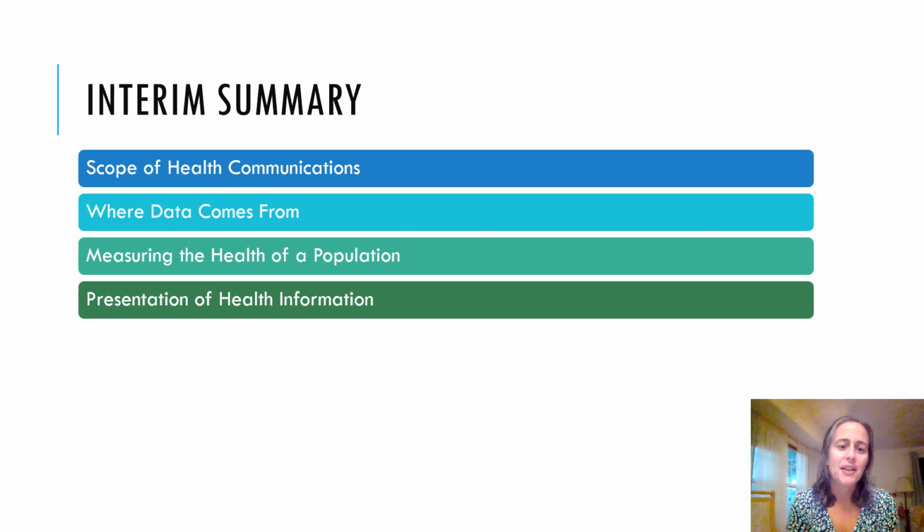So far for part one here, we've talked about the scope of health communications. Collecting data, compiling the data, analyzing it and then presenting it is the first three, and then perceiving it, combining it with other information, making decisions based on it is the second three. So this part one focused on those first three. Where does the data come from? We talked about the 7 S's. The metrics that we use to measure the health of a population, so childhood mortality rates, life expectancy, health-adjusted life expectancy, and disability-adjusted life years, and then how we present health information.